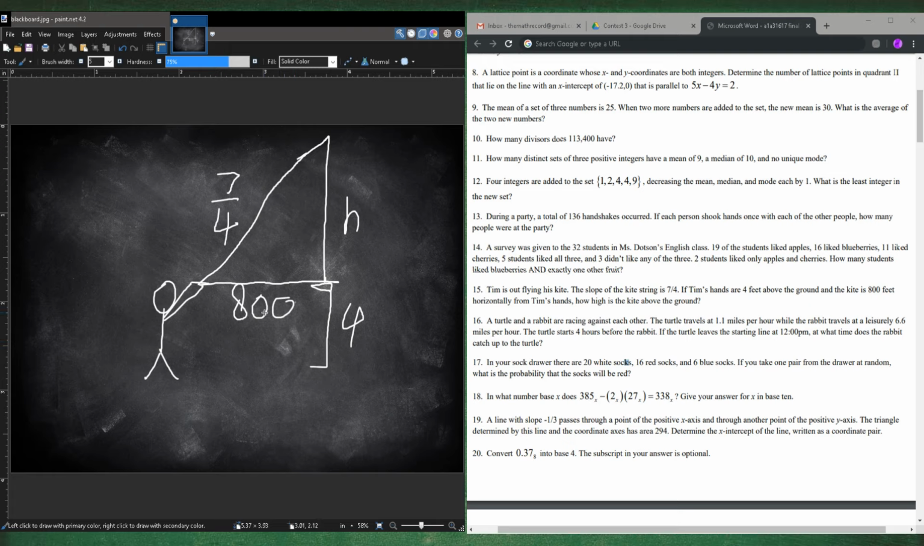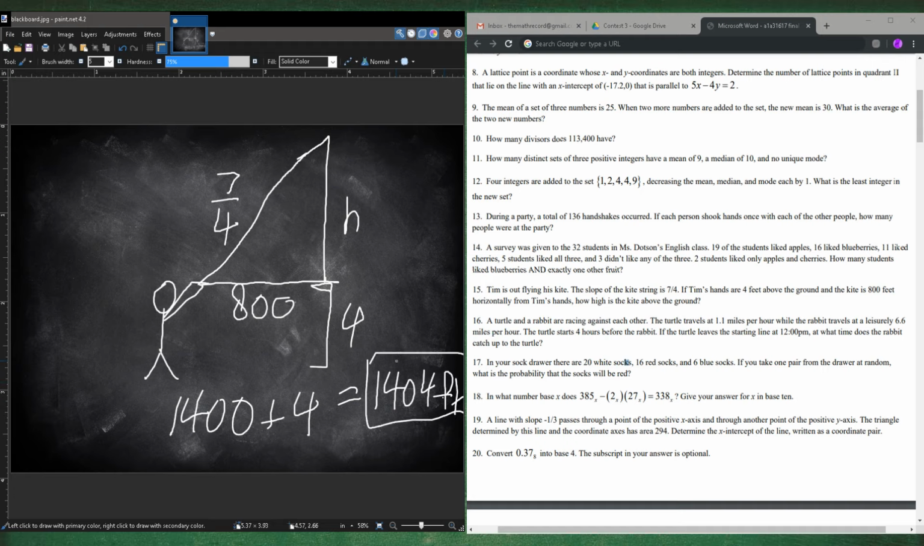Since we know the slope is 7/4, h over 800 is 7/4. Then 4 times 200 is 800, so we have 7 times 200, which is 1,400. Then you just add the 4, so you get 1,404 feet above the ground.